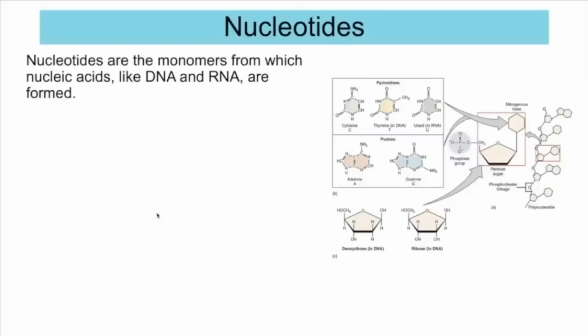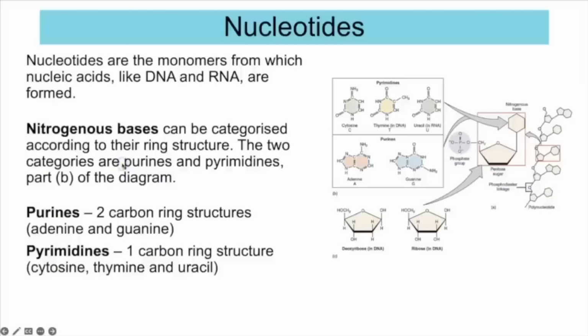Next, move on to nucleotides and nucleic acids. First of all, nucleotides are the monomers from which nucleic acids such as DNA and RNA are formed. Those nucleic acids contain nitrogenous bases, which can be categorised according to their structure, how many rings they have. A purine has 2 carbon rings, and that would be adenine and guanine. As we can see here in the diagram, we've got the first ring and then the second ring. Whereas pyrimidines are nitrogenous bases which only contain 1 ring within their structure, and that would be cytosine and thymine in DNA, and uracil for RNA.